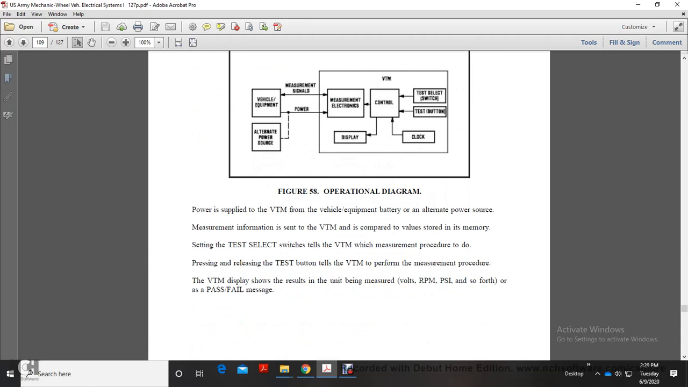Power supply: vehicle test measurement on vehicle equipment, the battery, or the alternate power source. Measurement information sent to the vehicle test meter is compared with the values stored in the memory. The setting of the test select switch tells the VTM which measurement procedure to do.